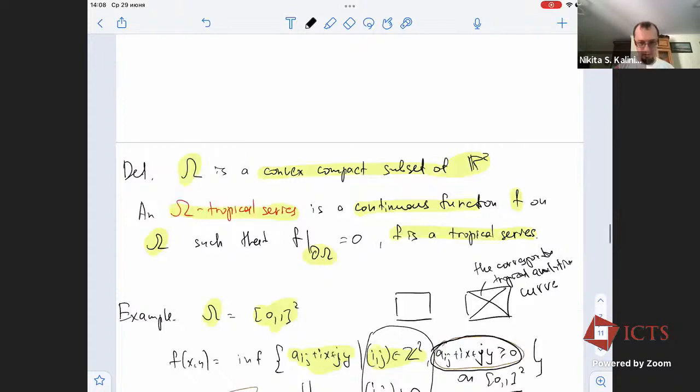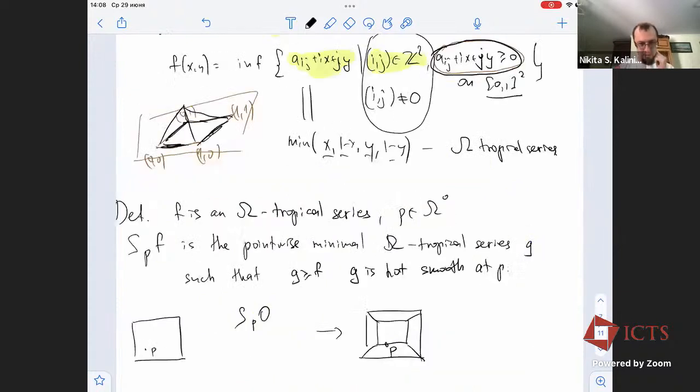Okay, and then I come to the final part of my talk. So now I define a dynamic on the set of tropical series and explain some open questions about it. Well, the definition: if I have an omega tropical series F and a point P, then I define an operator, which acts as follows. I take the pointwise minimal omega tropical series G such that it is bigger than or equal to F, and G is not smooth at P.